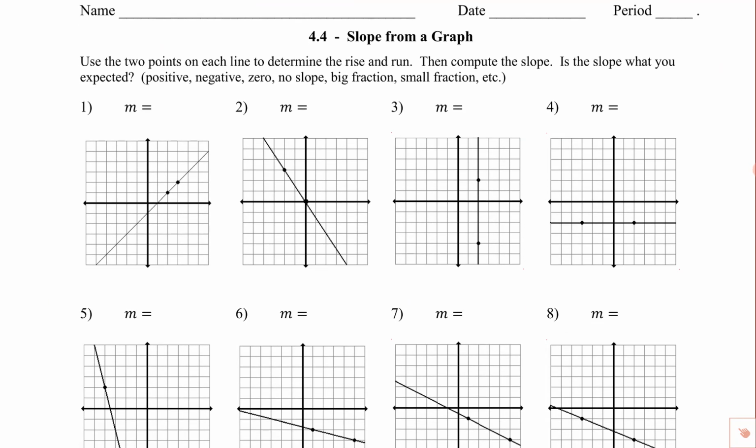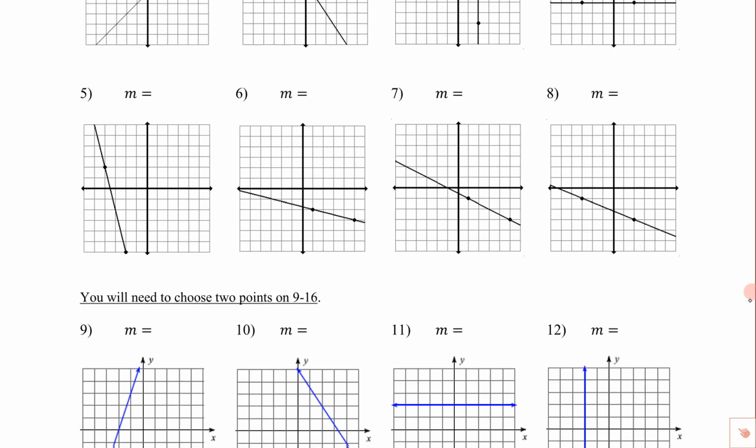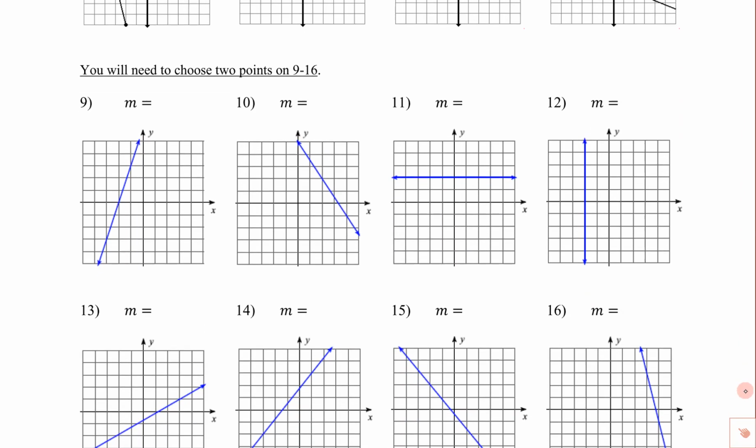Okay, so I've got the worksheet up here. Here's 4.4, slope from a graph. You'll notice that the points are already picked there. You can draw the triangles. We draw a triangle like this, and then a triangle like that, and so forth. You can do each one of those. And let's take a look at number 9 and number 15.